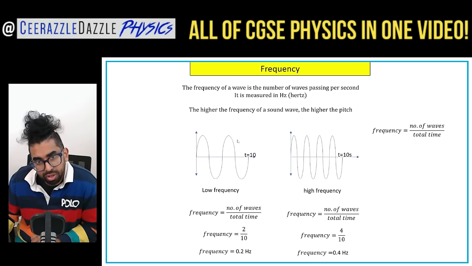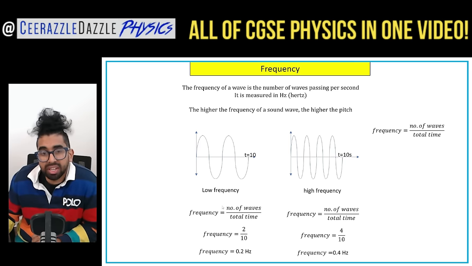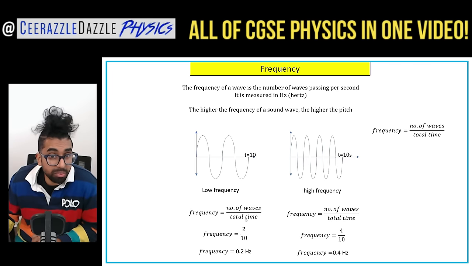And look, we've got two diagrams over here. The first one, we've got two waves occurring in 10 seconds. And in this one, we've got 1, 2, 3, 4 waves in 10 seconds. So this one is a low frequency. This one is a high frequency. Frequency is the number of waves divided by total time. So we've got 2 divided by 10. The frequency for the first one is 0.2 hertz. For the second one, it is 4 divided by 10, so it's 0.4 hertz. Obviously, the greater the number of waves you have per second, the higher the frequency.